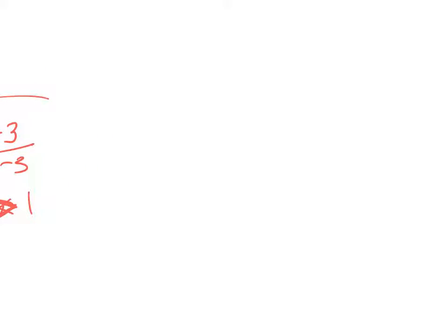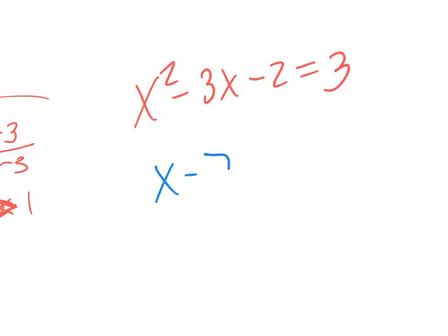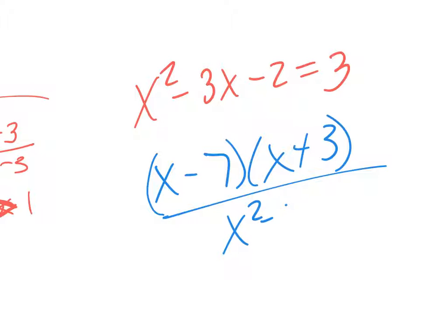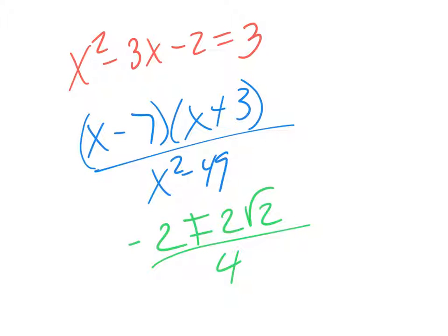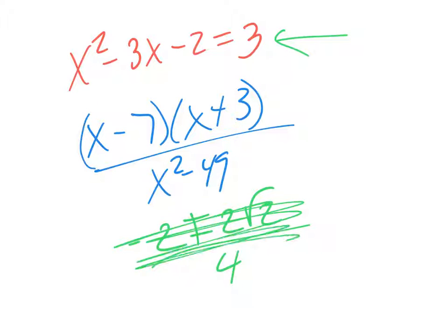Let me just hear what yours is, and then I might be able to merge it with one of theirs. x squared minus 3x minus 2 equals 3. And tell me what yours was that you were interested in? I'll kind of merge them together. x minus 7 times x plus 3 over x squared minus 49. Okay, and what was yours? -2 plus or minus 2 times square root of 2 over 6. Okay. The green one, the one you just told me about, that'll be in the middle of this one, so I'll cover that there.